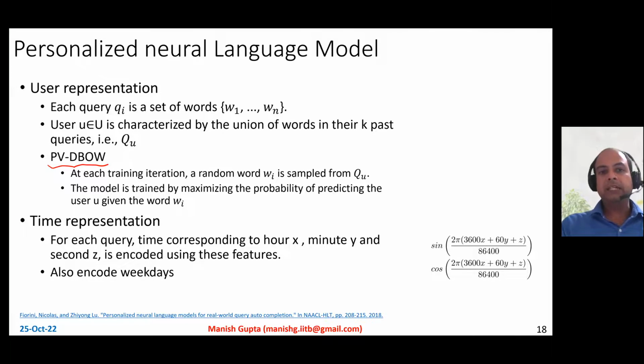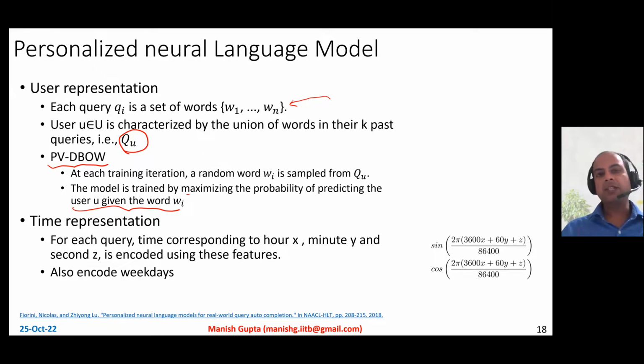The idea is that you take the previous queries that the user had put up, you take all the words in those previous queries, and that sort of represents the user in some ways. So the paragraph2vec DBOW method essentially is a shallow neural network with just one hidden layer, which takes a random word from this set of previous words fired by the user as queries as input, and is trained to maximize the probability of predicting the user u given that particular word. So it tries to come up with a user embedding in that sense.